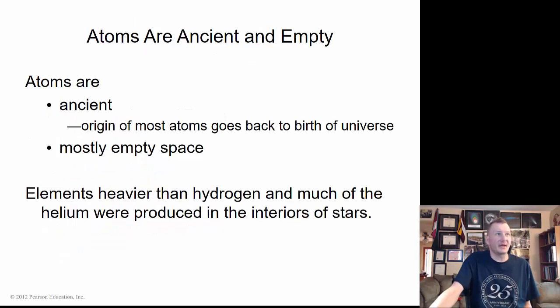So we do know that atoms are ancient. The origin of most atoms goes back to the birth of the universe, and most of them have empty space inside. And so elements heavier than hydrogen and much of the helium that we have was produced in the interiors of stars.